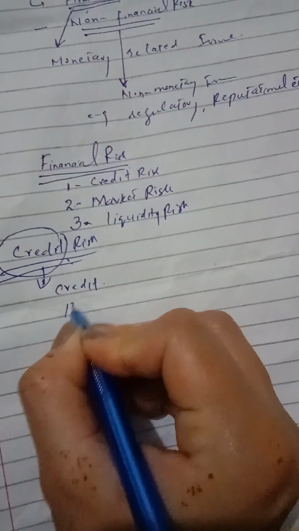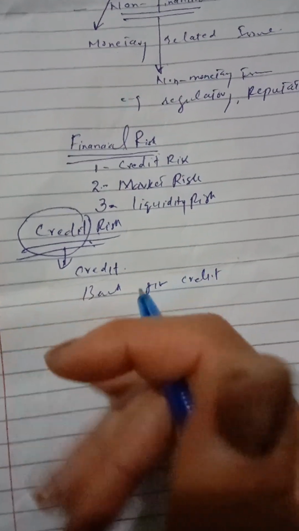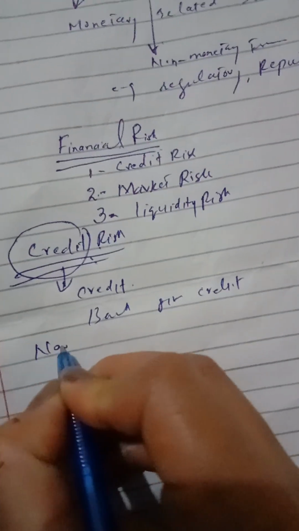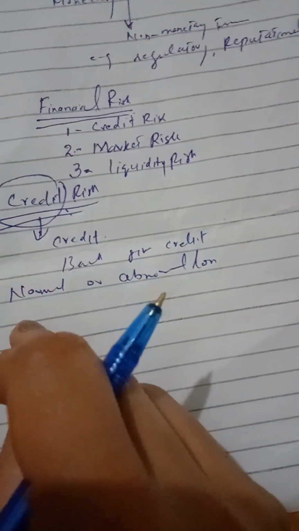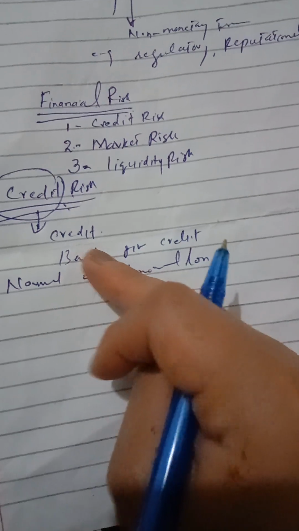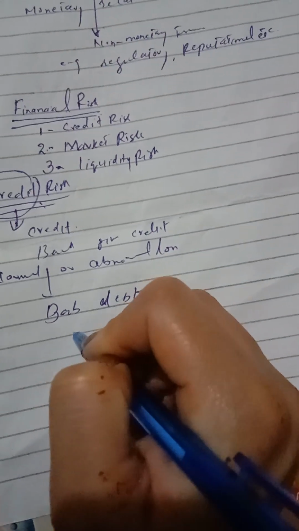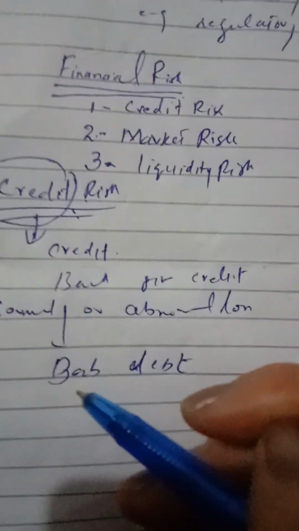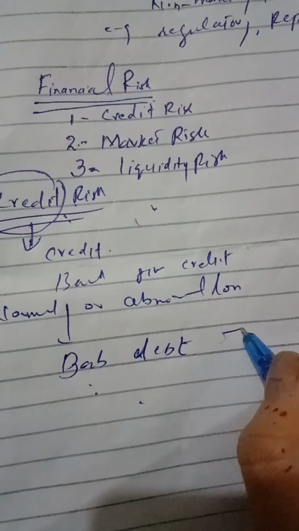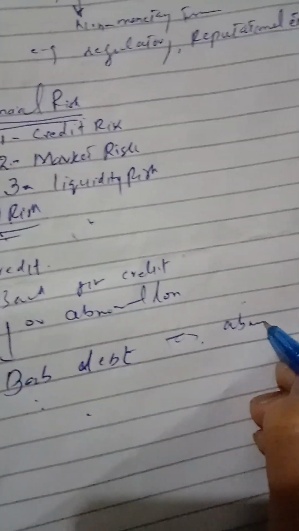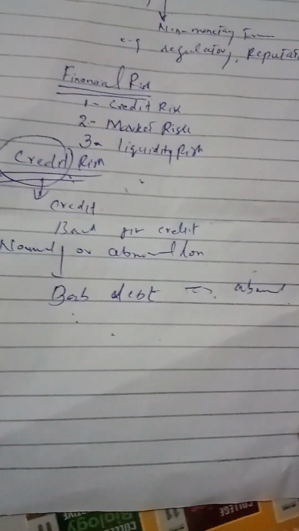If a bank gives credit to a company, it can become a normal loss or an abnormal loss. If a company doesn't repay its credit to the bank, for the bank it becomes a bad debt. But if the amount of bad debt increases, it becomes an abnormal loss.